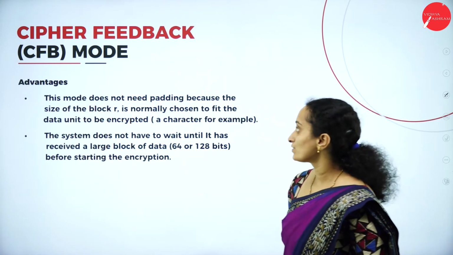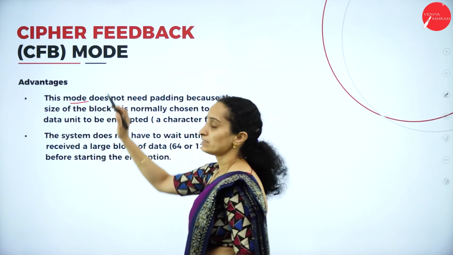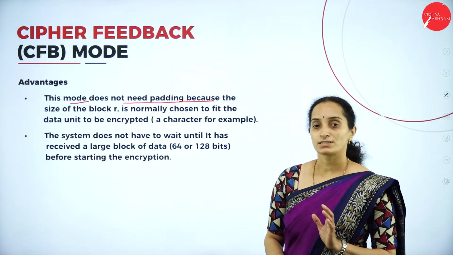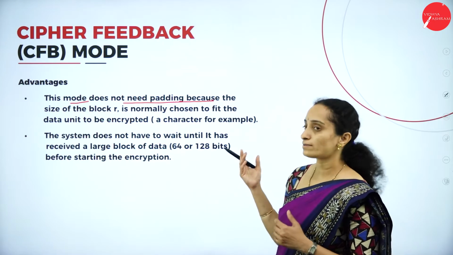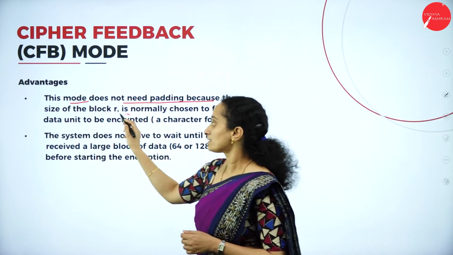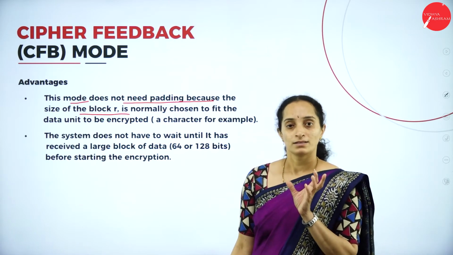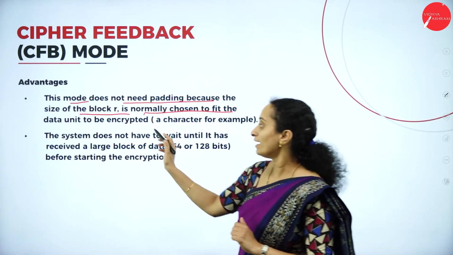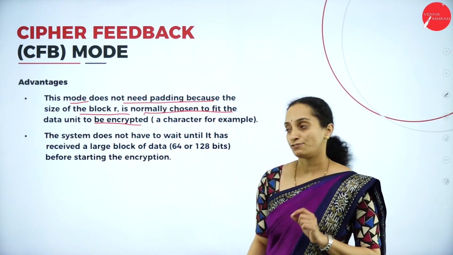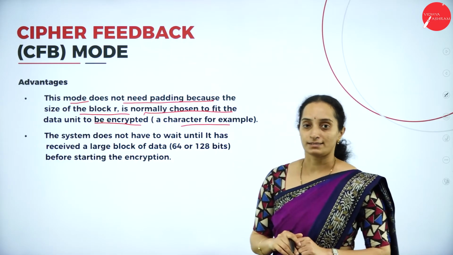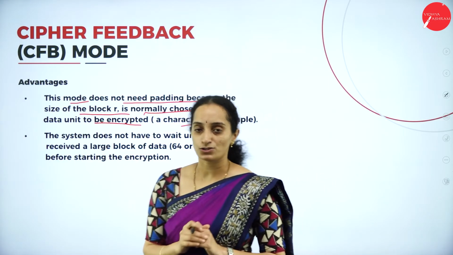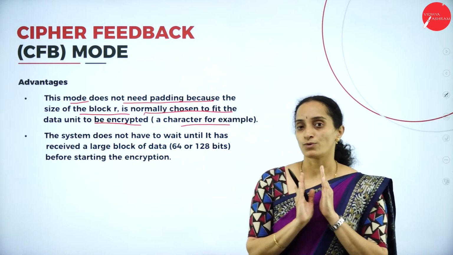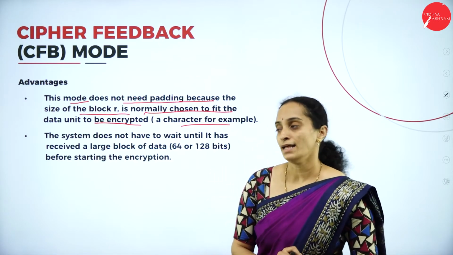What are the advantages of the CFB mode or cipher feedback mode? It does not need padding. It does not need to add the extra zeros or bogus characters, because the size of the block r, the block to be encrypted, is normally chosen to fit the data unit or the shift register to be encrypted. It depends only on the capacity of the shift register, and bits will be only that much. The block will be set for only as many characters as a shift register can accommodate.